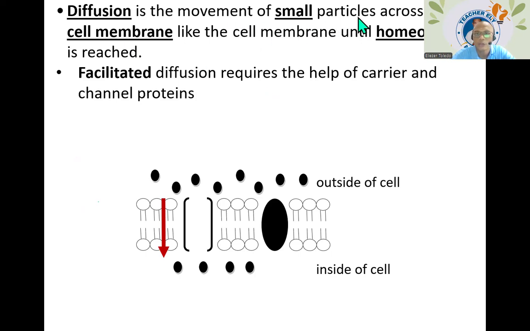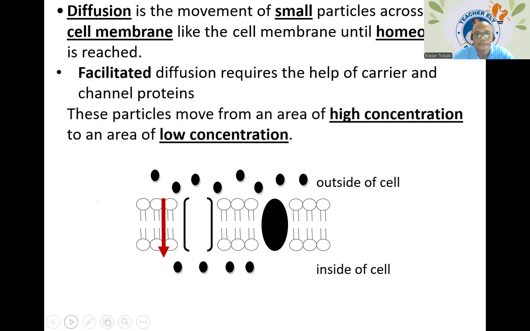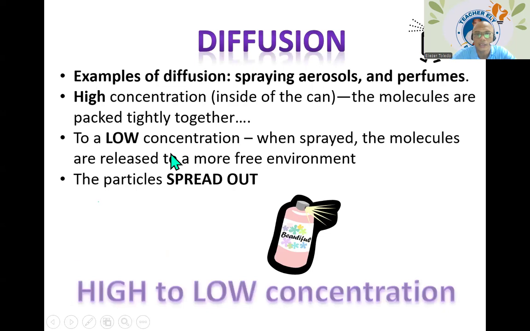Diffusion is a movement of small particles across the cell membrane until homeostasis, meaning there is balance. Now look at this one, the drawing. What are these things as described in here? Area of high concentration to low concentration. Let's go to this one because it is clearer what diffusion refers to.